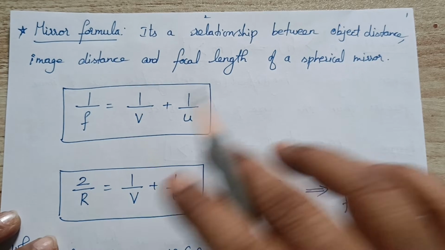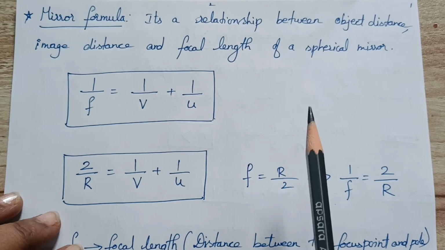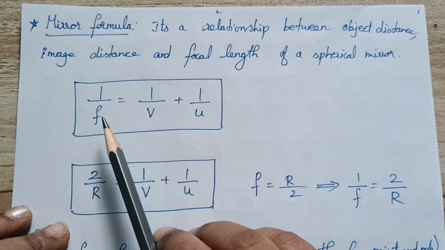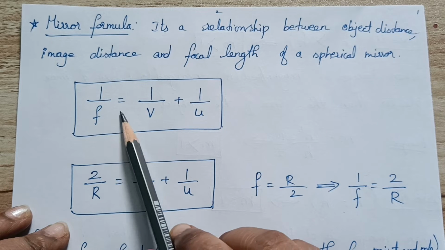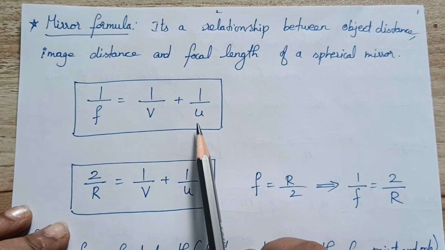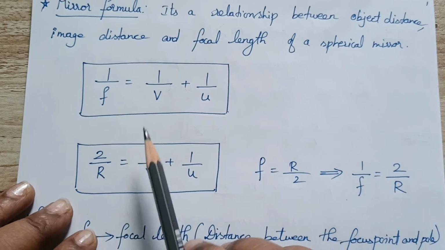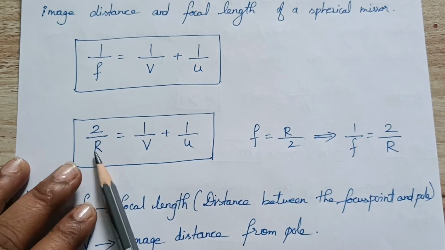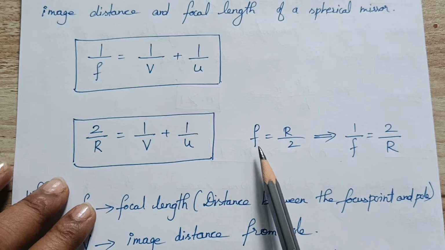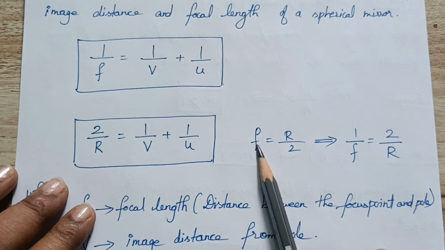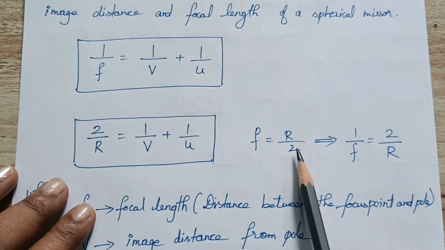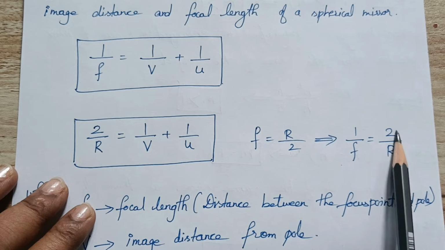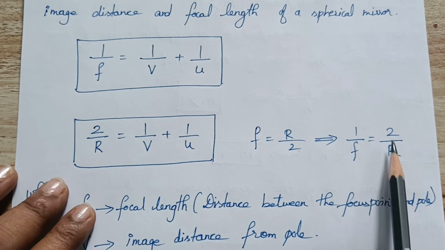It's a relationship between the object distance, image distance from the pole, and the focal length. The mirror formula is 1 by f equals 1 by v plus 1 by u. This can also be written as 2 by r. Why 2 by r? Because f equals r by 2, right? Focal length is half of the radius of curvature, so 1 by f can be written as 2 by r, that is the reciprocal of this.